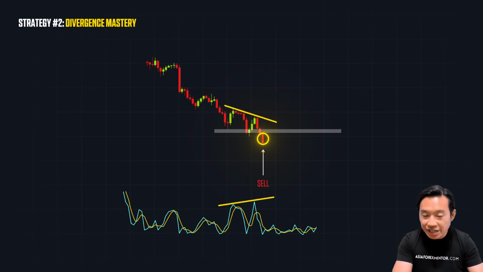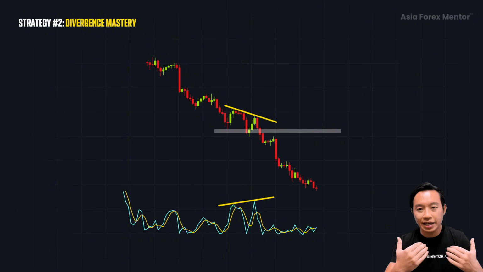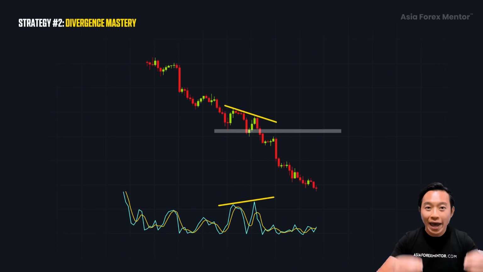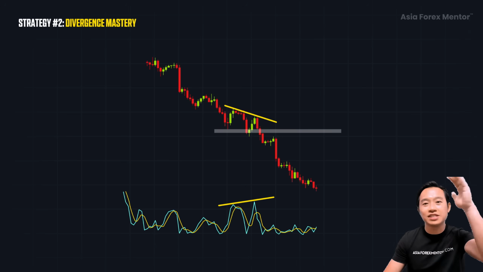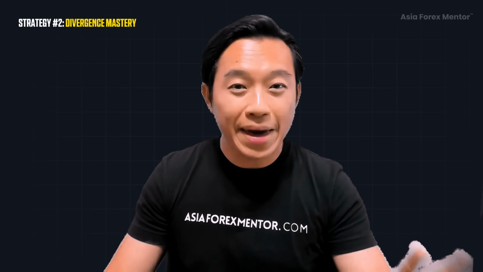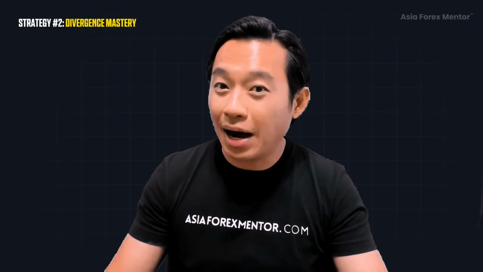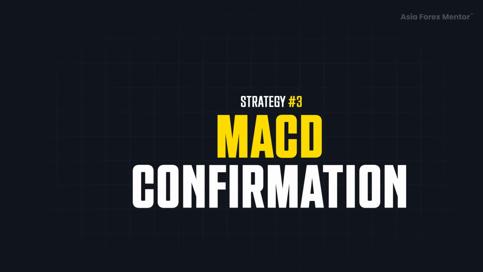Hidden divergence often appears when? During pullbacks. Think of it like the market taking a breath before running again. When confirmed by what? A break of trend line or break of structure, this is your cue to follow the main trend instead of thinking, oh, this is the bottom, or this is the top. That's why the best setups are not built on just one signal. They are confirmed by adding our third strategy, the MACD confirmation.